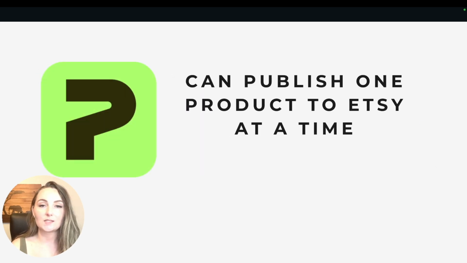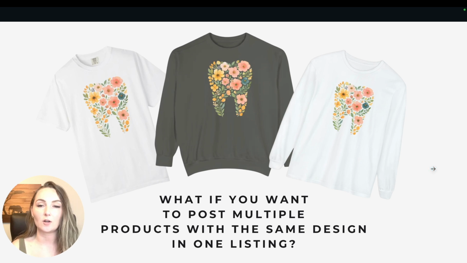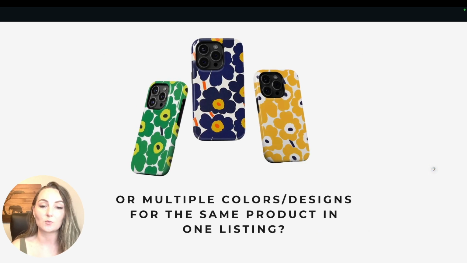When you publish products from Printify, you can only publish one product to Etsy at a time. But what if you wanted to, say, publish a Comfort Colors shirt, sweatshirt, and long sleeve shirt all in one Etsy listing with the exact same design on all of them? If you look at the top listings on Etsy, almost all of them use some kind of strategy like this, where it's not just a shirt for sale, there's other products or other colors or other variations available. Or what if you want to just offer, say, multiple colors or designs for the same product in one listing?